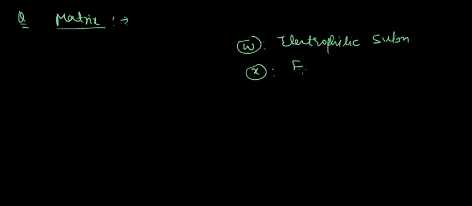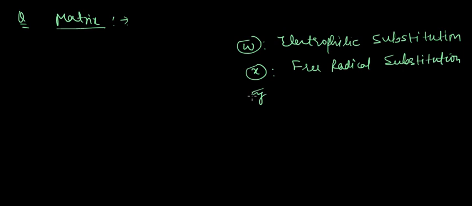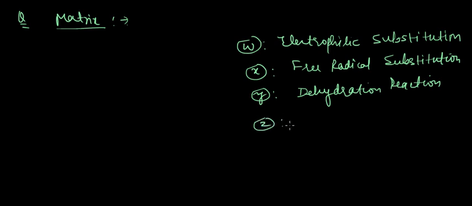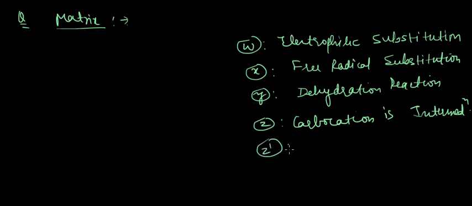W is free radical substitution. Okay, let me write it fully only. Y is dehydration reaction. And Z is, we have carbocation as intermediate. And Z dash is carbanion as intermediate.